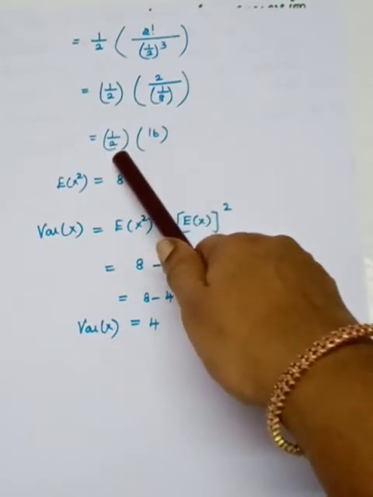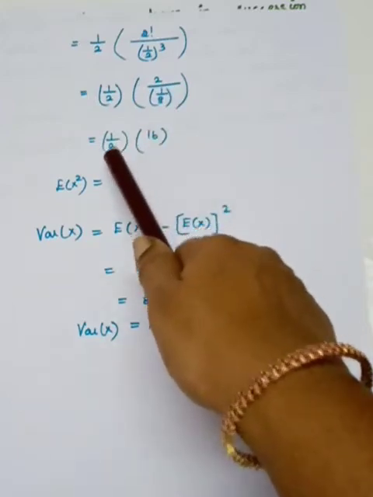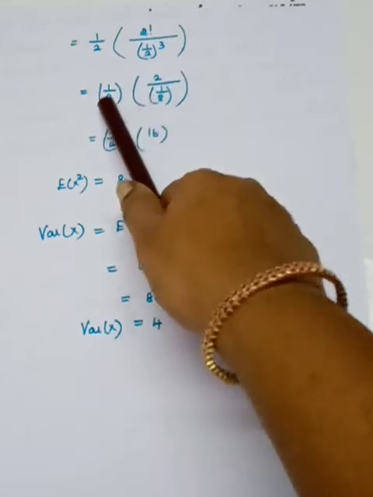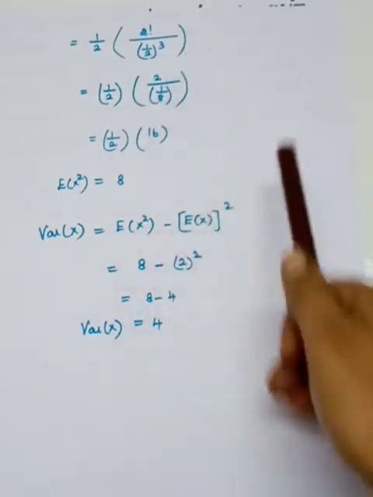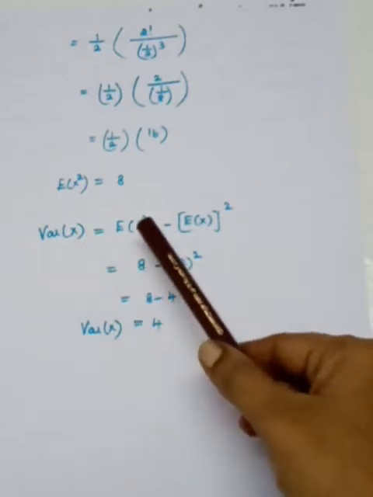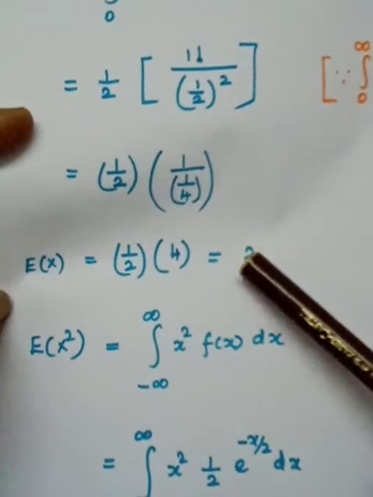So that is 1 by 8. Okay. So 1 by 2, the 8 will go to the numerator. So therefore 16, 16 by 2 is 8. Otherwise you can cancel these two. This 8 will go to the numerator. So the answer is 8. So you have to substitute in the variance of x. So E of x squared we have found 8. What is E of x? Already we have found it is 2.